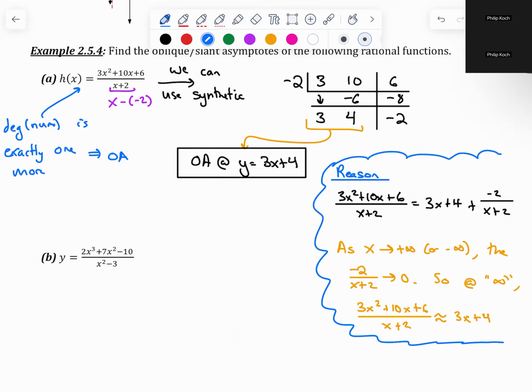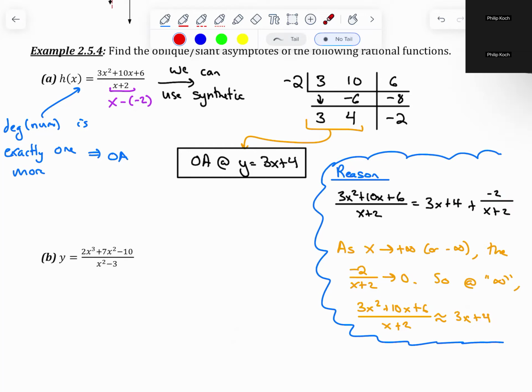By the division algorithm, when you divide 3x squared plus 10x plus 6 by x plus 2, you get a quotient, 3x plus 4, plus negative 2 over x plus 2. These two things are the same. They're equal to each other. But what I'm telling you is that as x gets infinitely large, this will effectively be 0. Go ahead and plug in 98, and you'll see that it's negative 0.02. Plug in 998, and this will be negative 0.002. And that's just 998. Think about 9,999,998. Then that number will be even smaller.